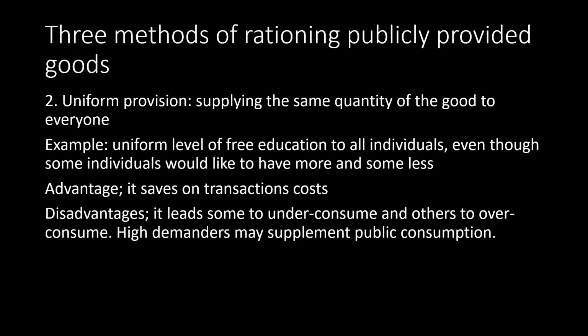Then the second method is uniform provision, whereby the government supplies the same quantity of the good to everyone. An example is a uniform level of free education to all individuals. Even though some individuals would like to have more and some less, you provide equal education. Like at O level, you're provided with chemistry and physics. Even though you don't want to study physics, you study it.